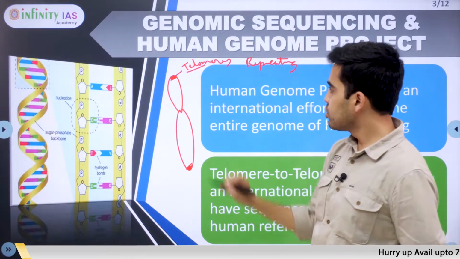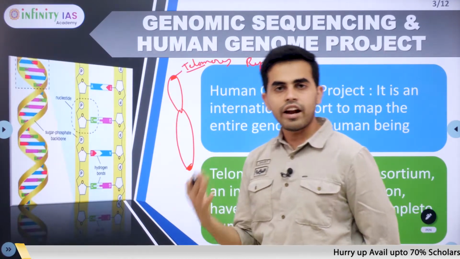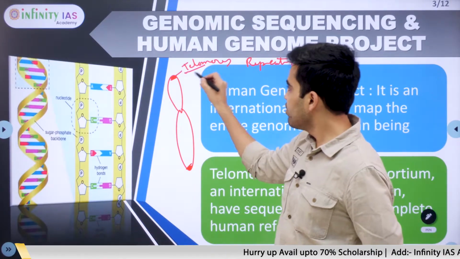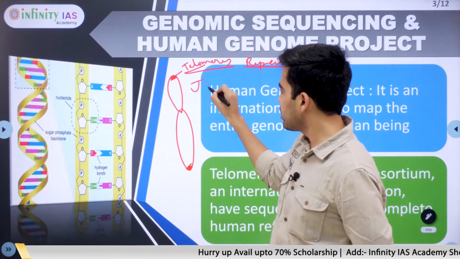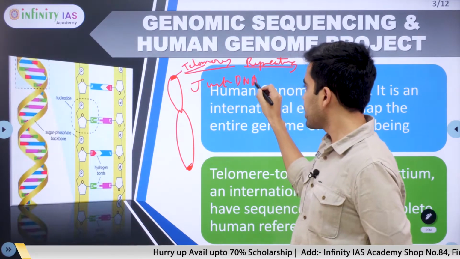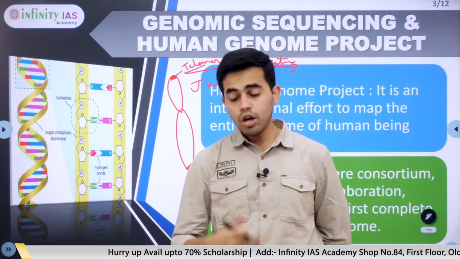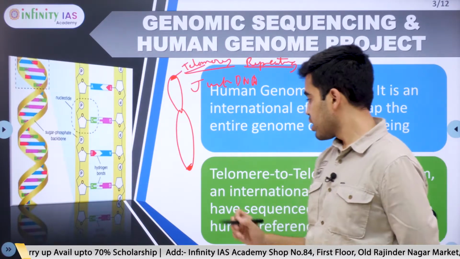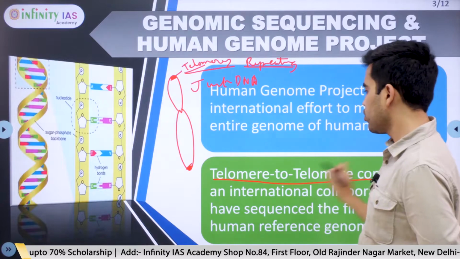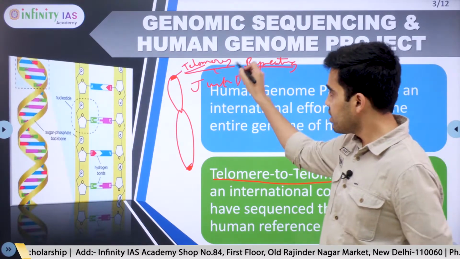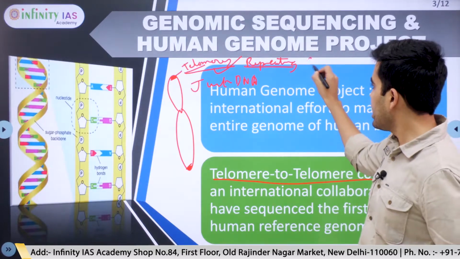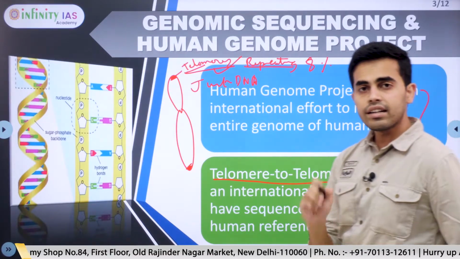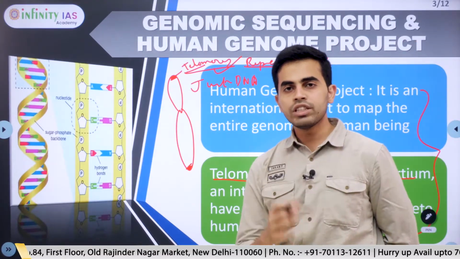DNA. This was initially considered to be heterochromatin or junk DNA, but recently it was discovered that even these telomeres, or that junk DNA, also determine how the genes are expressed. So even that junk DNA is important in the functioning of a human cell. That is the reason why the T to T consortium has mapped even the last remaining telomeres, the 8%. So these two are international efforts to map a human genome.